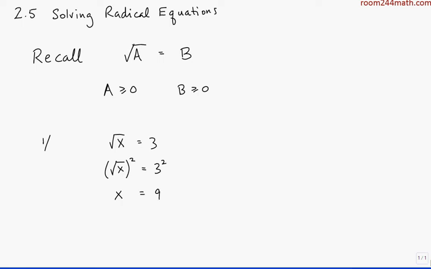Well, here we're squaring both sides of the equation, and for some equations this leads to perfectly reasonable solutions. So here we square root x and we get x, we square 3, we get 9, and let's check this by plugging the root 9 back into the original equation. So instead of root x we write root 9 equal to 3, and that's fine because root 9 is 3. So this is no problem.